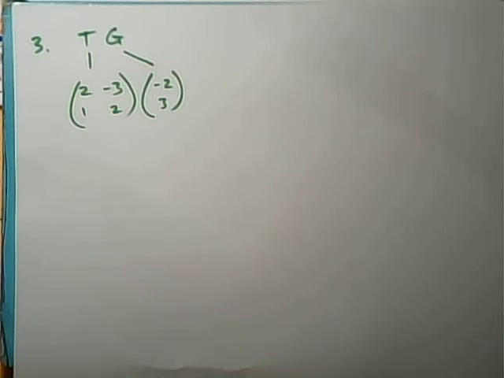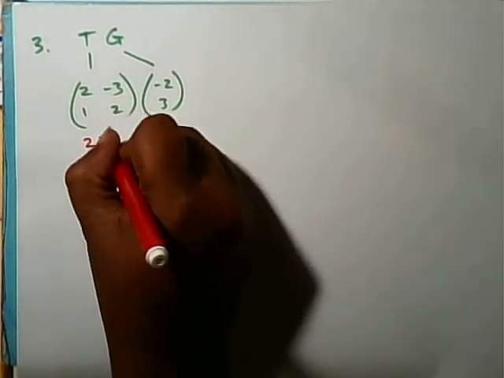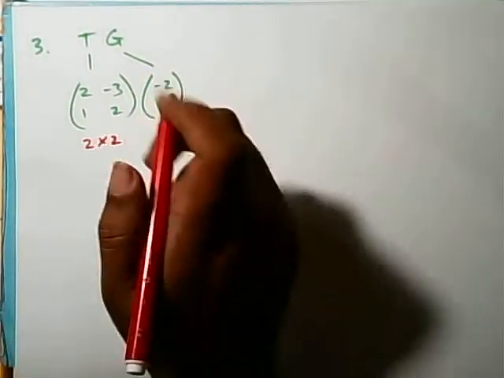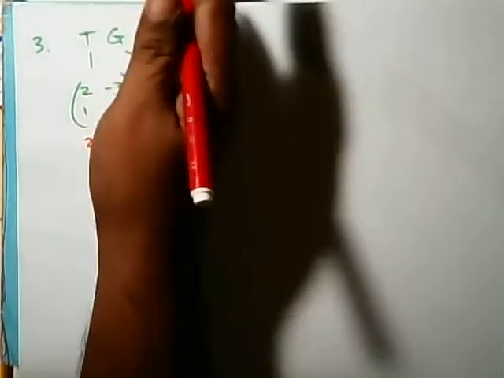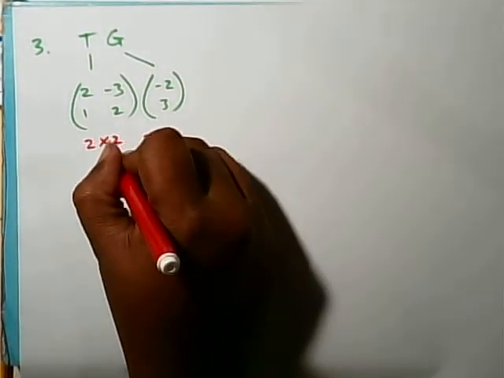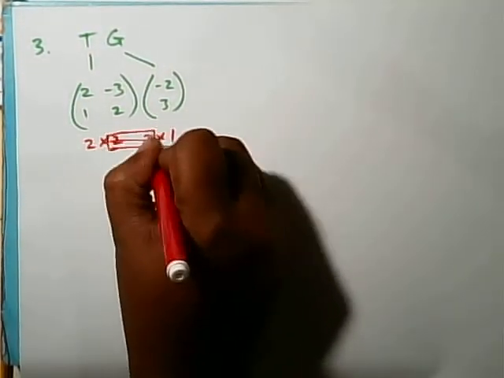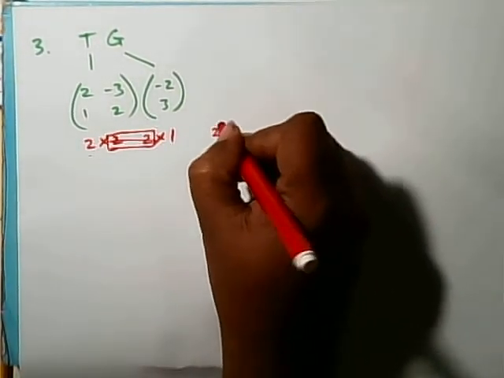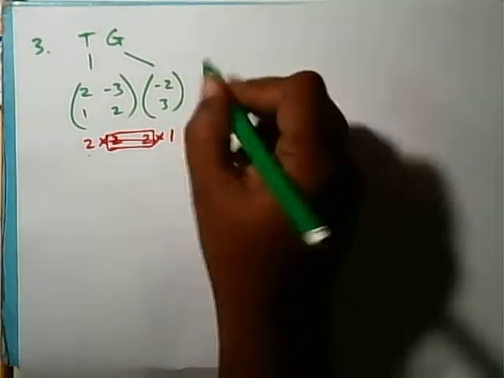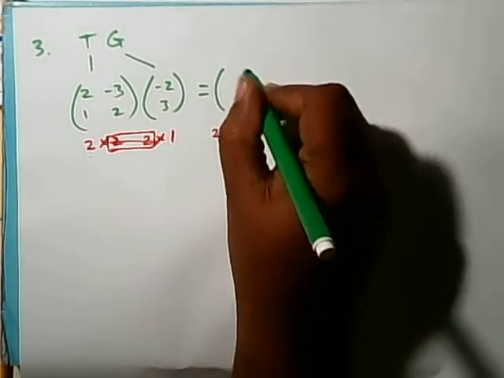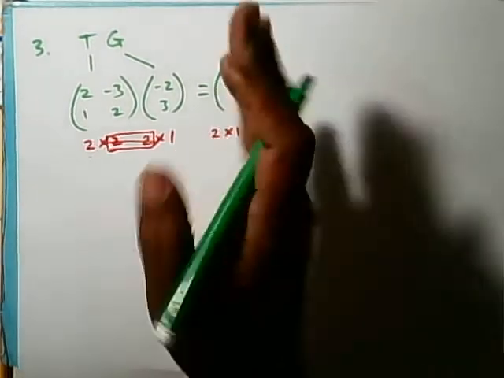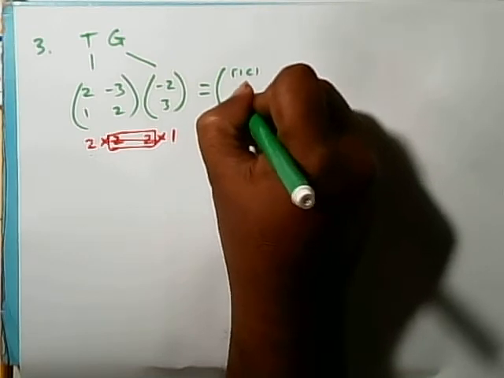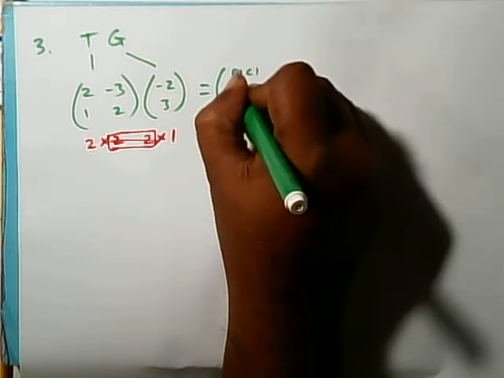Remember, to do this we check: this is a 2 by 2 matrix, 2 rows by 2 columns. This is 2 rows by 1 column. The numbers inside are the same, so we scratch them off. Our answer will be a 2 by 1 matrix, which means 2 rows but 1 column. So it's row 1, column 1, and row 2, column 1.